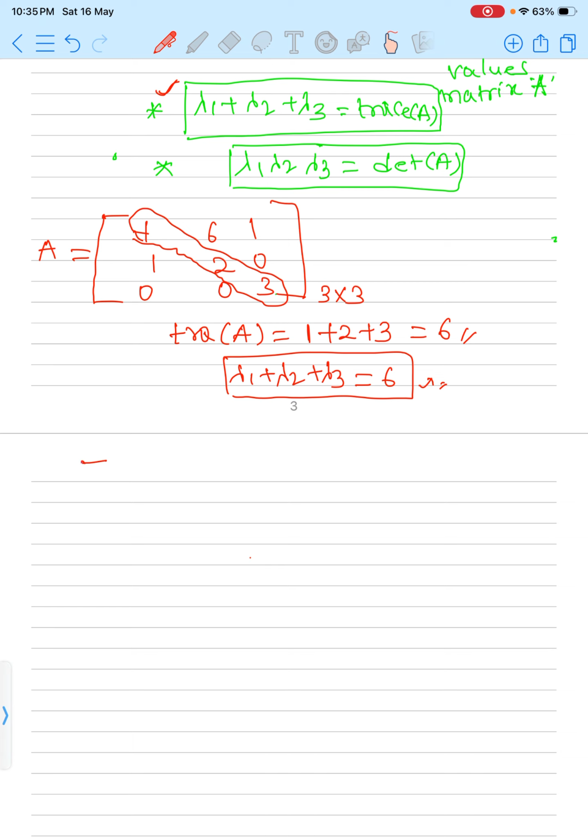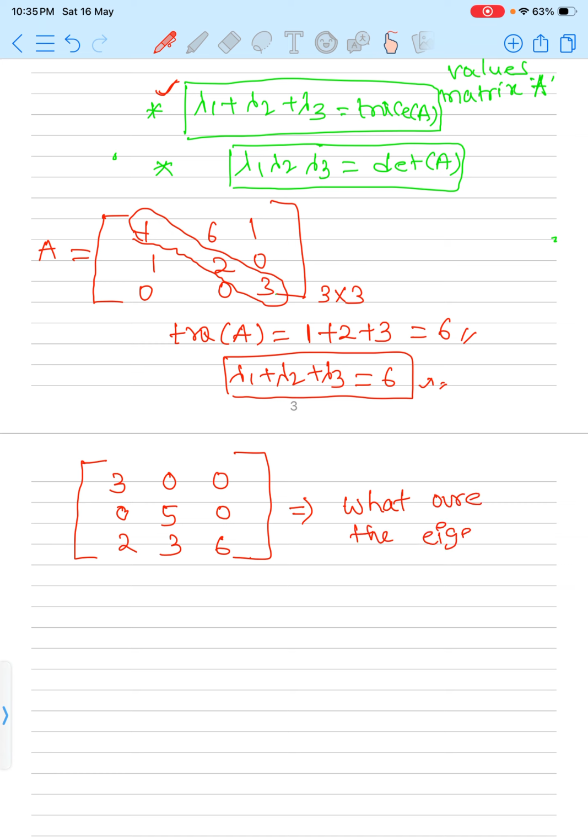If you understood that question, try this one also. Suppose the matrix is 3 0 0, 0 5 0, 2 3 6. What are the possible eigenvalues of this matrix? Suppose I consider this as a matrix A. Just tell what the possible eigenvalues of this matrix are in the comments. Thank you.